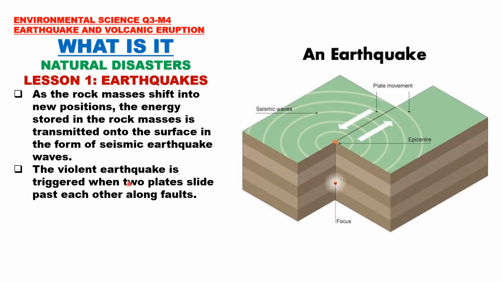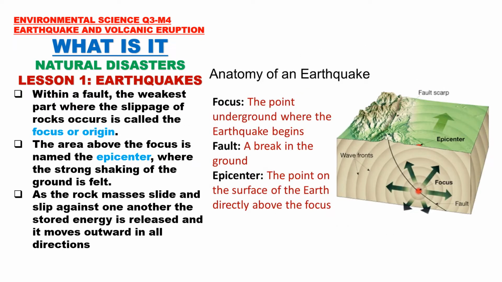So a violent earthquake is triggered when two plates slide past each other along faults, just like in this picture. So one plate moves forward and another one moves backward. So when this happens, a very violent earthquake will take place. Within a fault, the weakest part where the slippage of rocks occurs is called the focus or origin. So take a look at this picture. This is our focus or origin. This is the point underground where the earthquake begins.